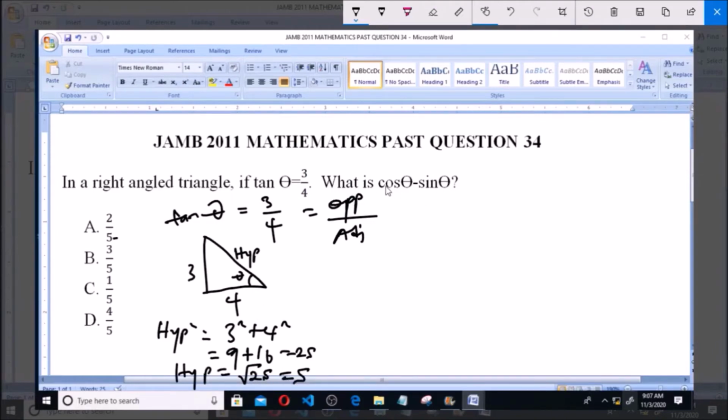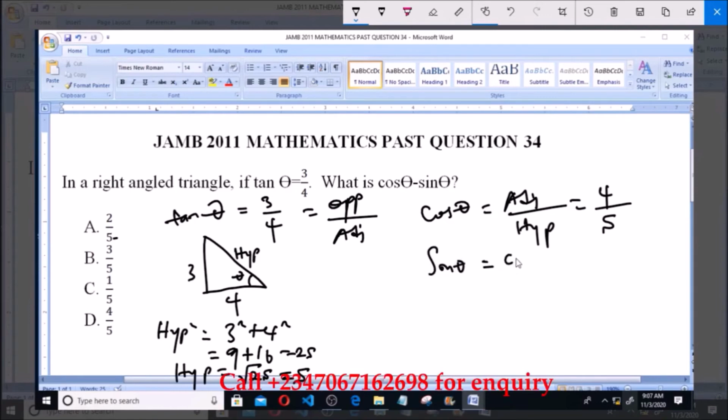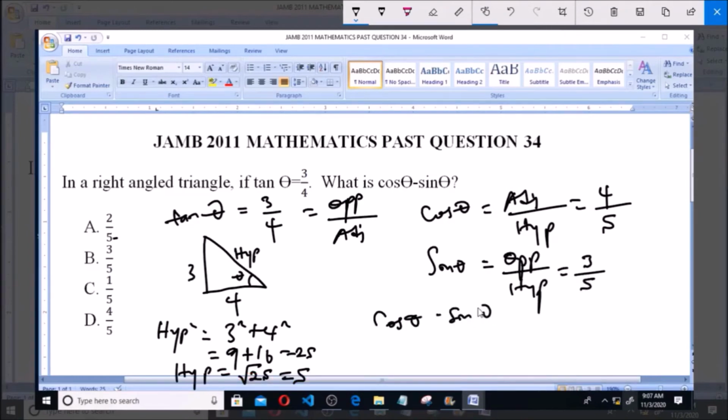Now we are asked to find what? Cos theta minus sin theta. Now we can get cos theta. Cos theta is equal to what? Adjacent all over hypotenuse, which is 4 over 5. Now sin theta is equal to what? Opposite all over hypotenuse, which is equal to 3 all over 5. Now cos theta minus sin theta will be equal to 4 over 5 minus 3 all over 5, and this will be equal to what? 4 minus 3 over 5, which is equal to 1 over 5, and that is option C, 1 over 5.